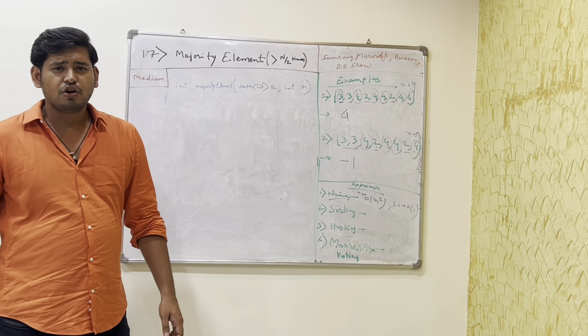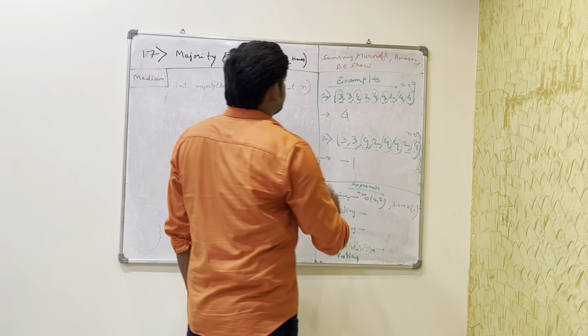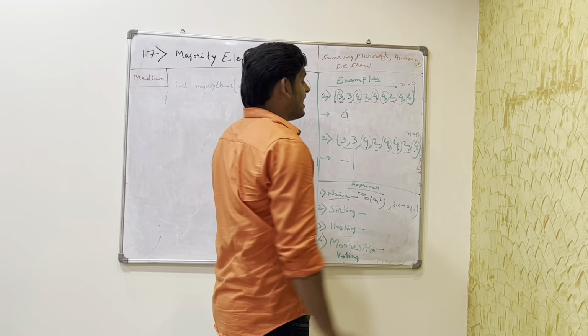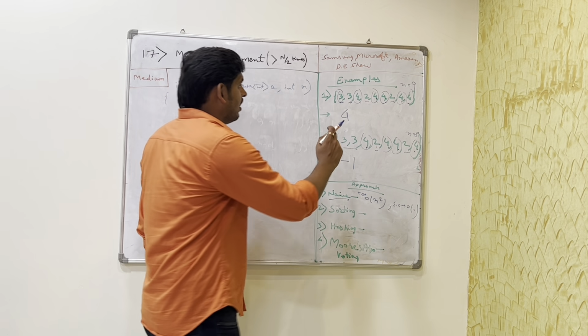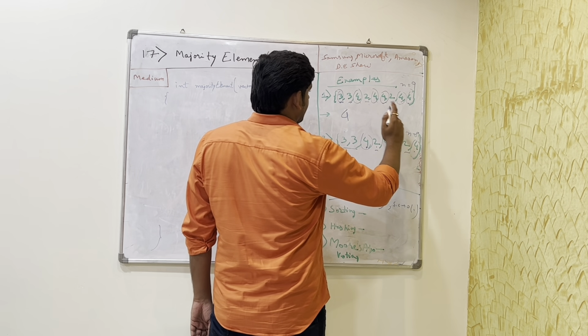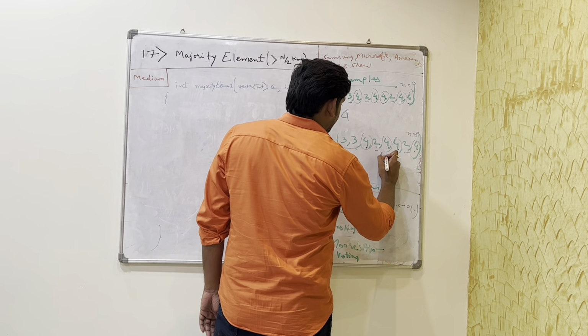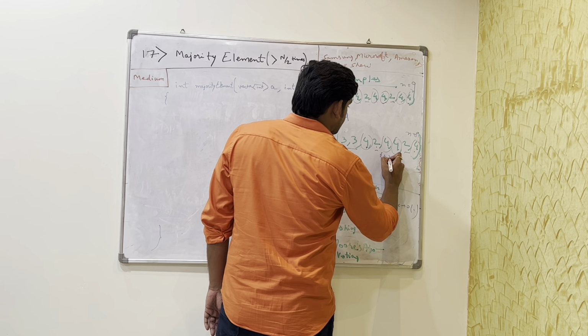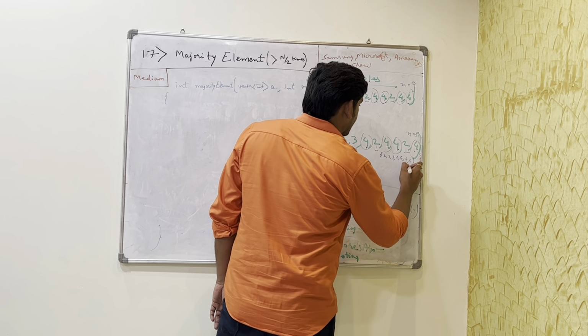So do we have a better approach? Yes, we have. What could be the other better approach? We can sort this array. So what will happen if we sort this array? For example this one, if we sort this array, it would become 2, 3, 3, then 4, 4, 4, 4, right?